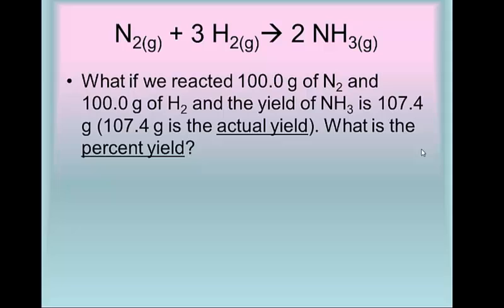We are going to use the value we got in the last problem of 121.6 grams as our theoretical. This is the same process, the Haber process. And it asks, what if we reacted 100 grams of nitrogen gas and 100 grams of hydrogen gas, and the yield of ammonia is 107.4 grams. That's the actual or experimental. And we already calculated the theoretical.